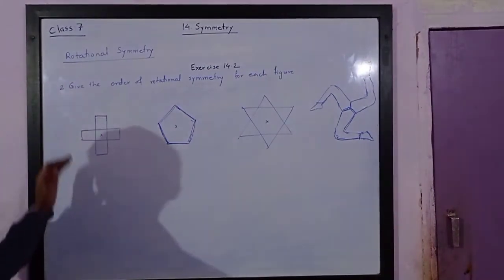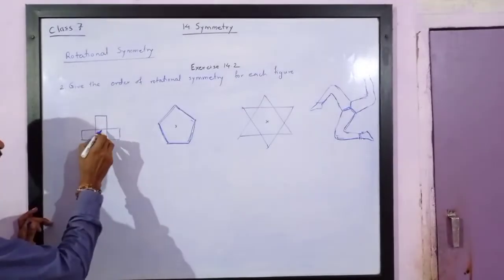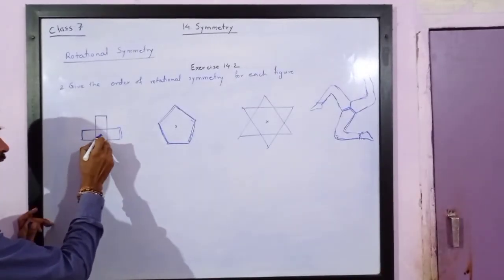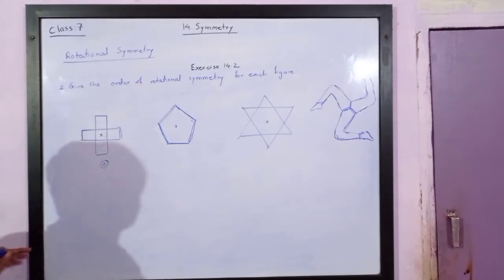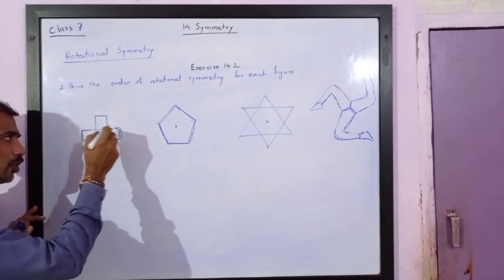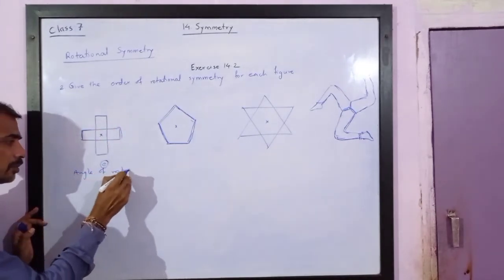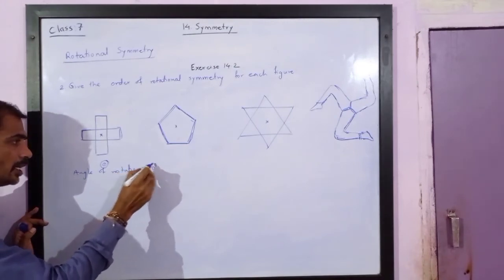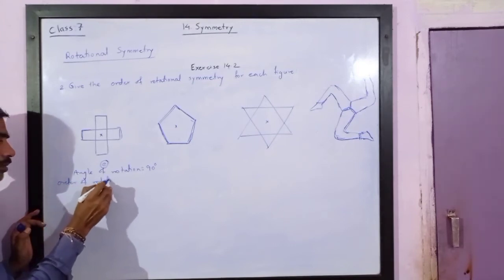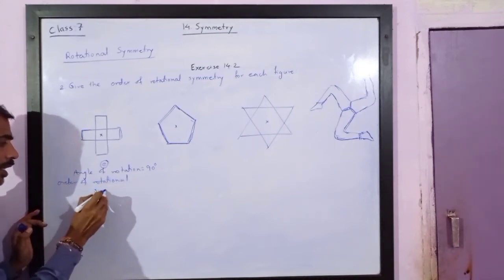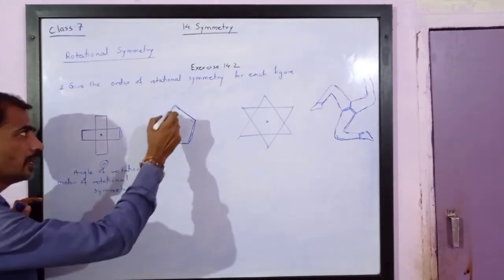Dear friends, let us continue with the same question. Give the order of rotational symmetry for each figure. We have figure E. Please note, these are all similar, and the center of rotation is at the center of the figure. About the center of rotation, if you rotate, you will see that the angle of rotation is equal to 90 degrees, and the order of rotational symmetry is equal to 4.